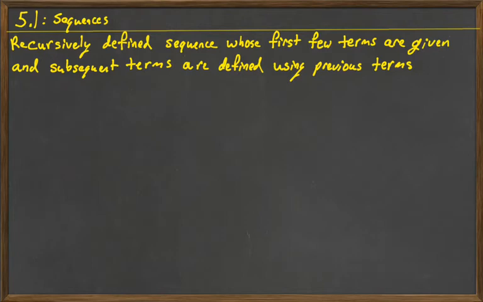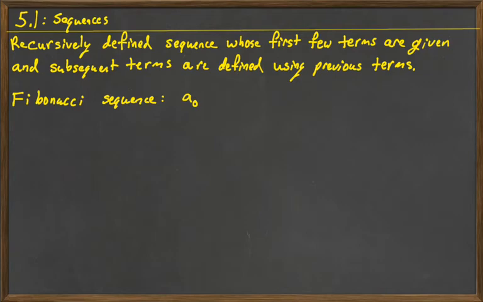So a recursively defined sequence is a sequence whose first few terms are given and the subsequent terms are defined using the previous terms. A very famous recursive sequence is called the Fibonacci sequence. And the Fibonacci sequence doesn't have to be defined with a 0. It could be defined as a1.